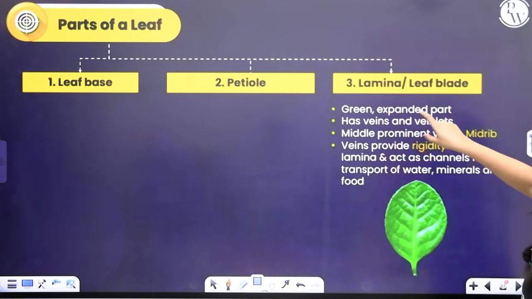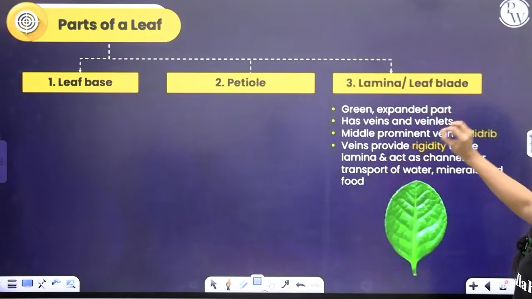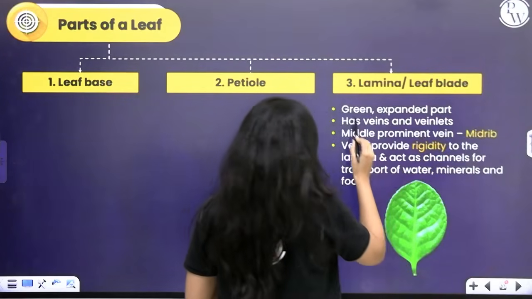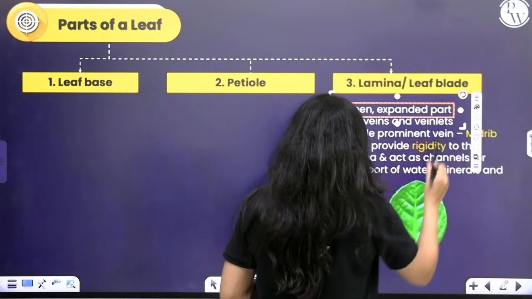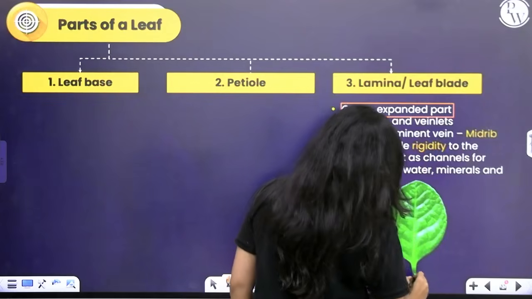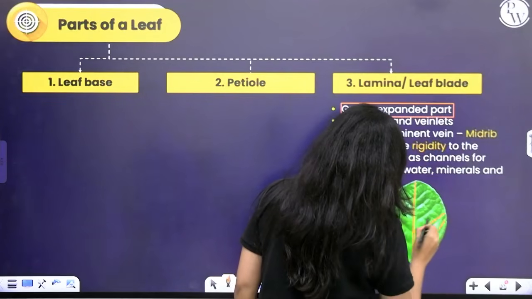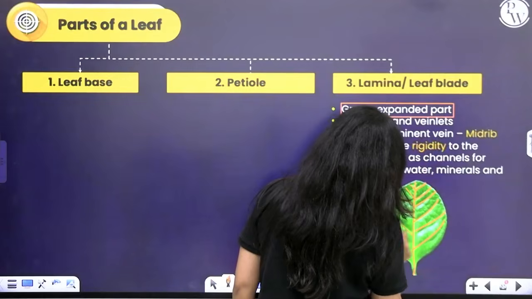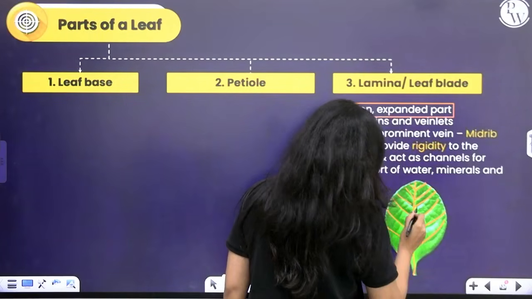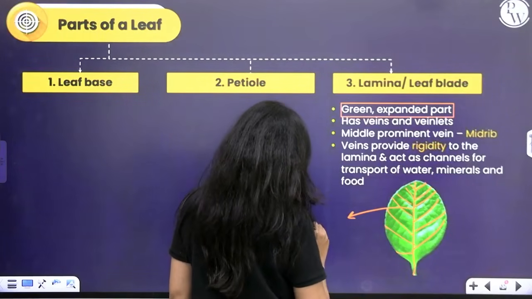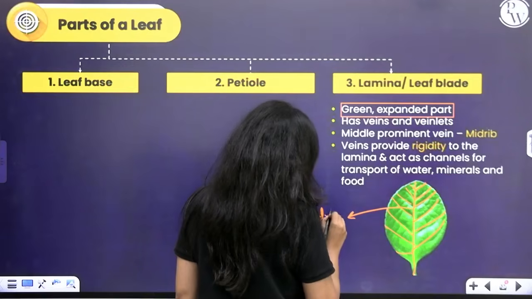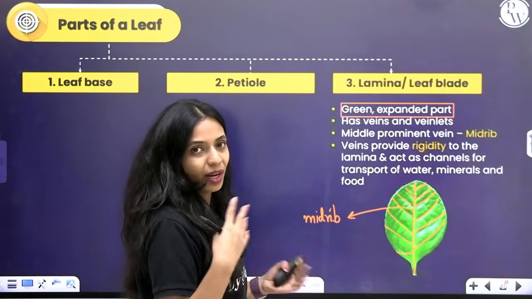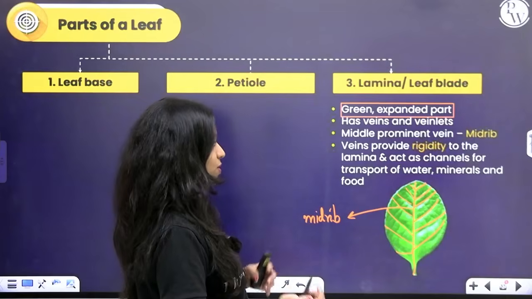So the third part is the leaf blade or the lamina. This is the broadest part of the leaf, the expanded part of the leaf. Here you will have many veins and veinlets present. In dicot plants, you will have a prominent central vein present that is called the midrib. Basically, in all of these veins, you have xylem and phloem vascular tissue that are transporting food and water and other substances across different parts of the plant.